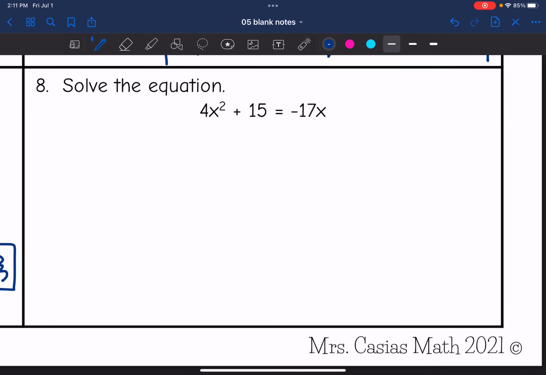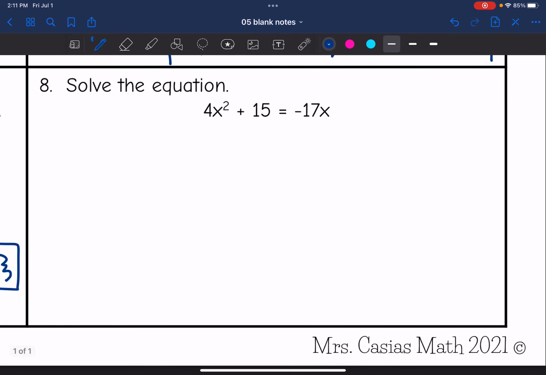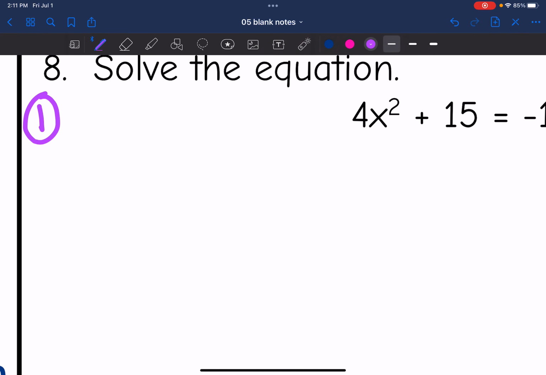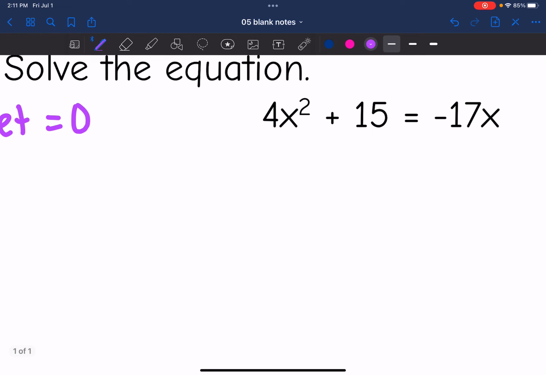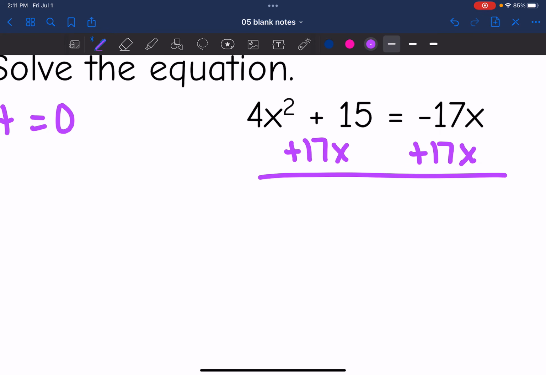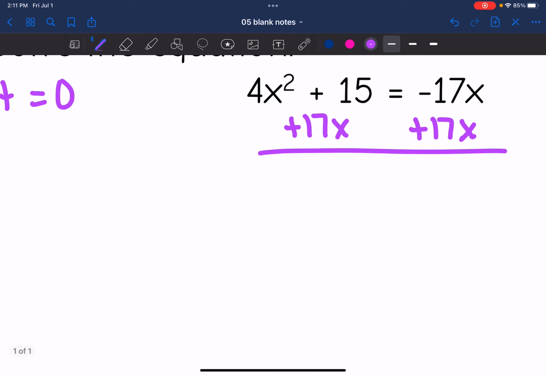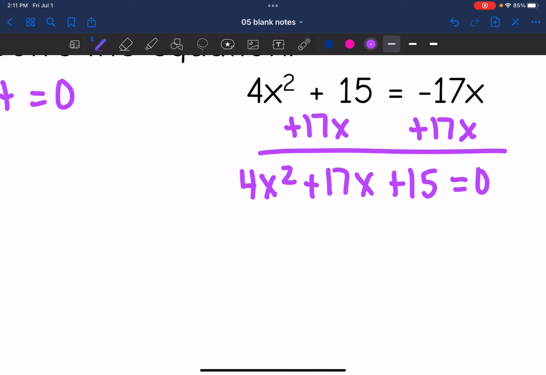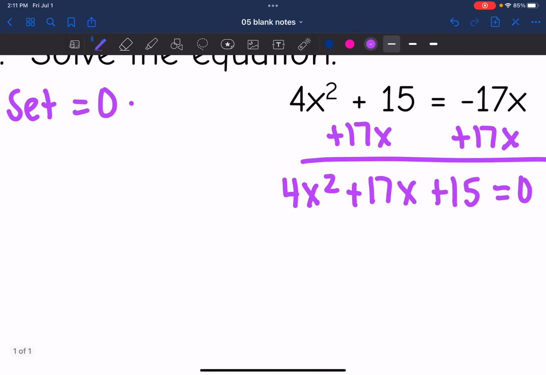Okay, number 8 says solve the equation. It has an x squared in it, so I'm going to use the zero product property. So let's go through these steps. The first step is to make sure that the equation is set equal to 0, which it is not, so let's go ahead and set it equal to 0. The easiest way to set it equal to 0 is going to be to add 17x to both sides. And when I write this, I'm going to make sure that I put the trinomial in standard form. So it'll be 4x squared plus 17x plus 15 equals 0, because now I can easily tell what a, b, and c are, since the next step is to factor.